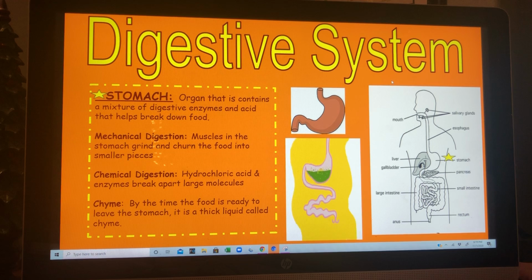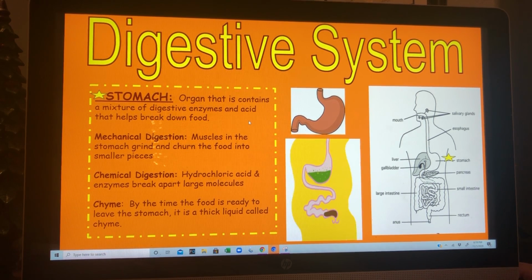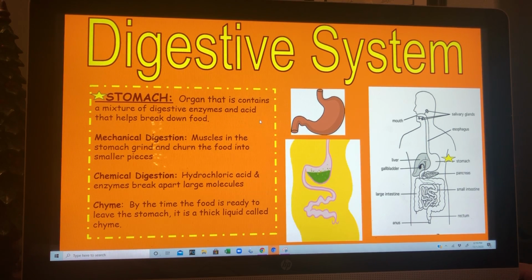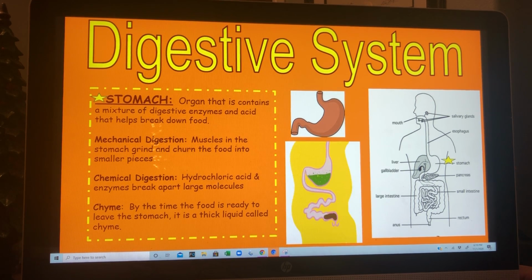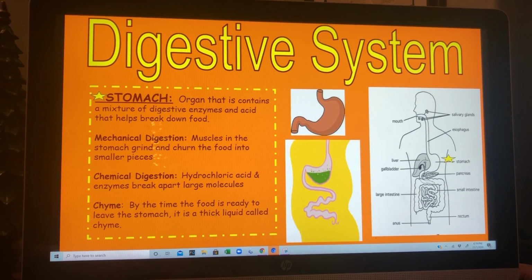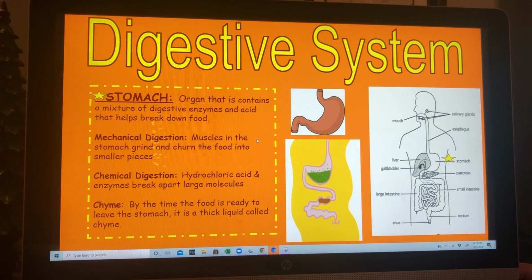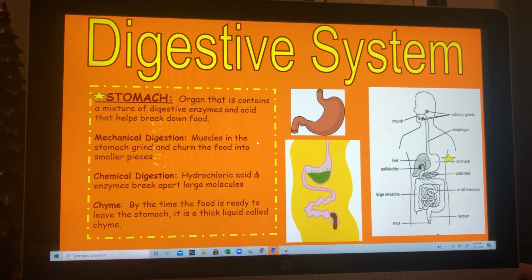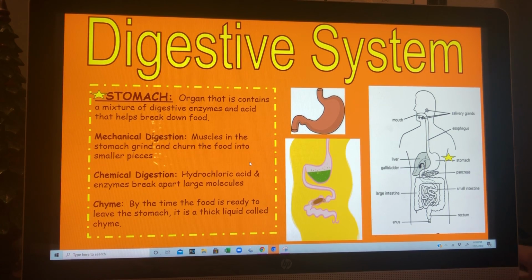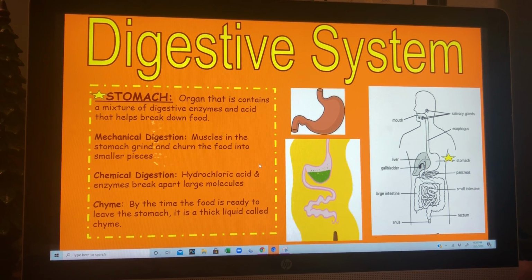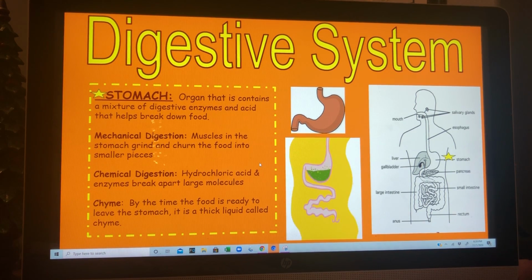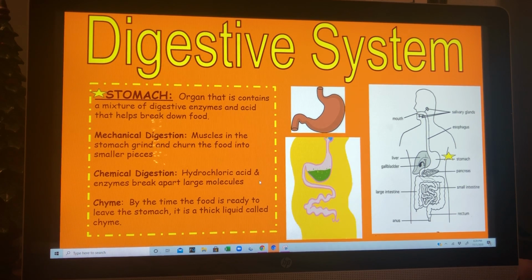Now, after the food is passed through the esophagus, it ends up in the stomach. This is the organ that contains a mixture of digestive enzymes and acids that help break down food. Mechanical and chemical digestion also occur in the stomach. Mechanical digestion is when the muscles of the stomach grind and churn the food into smaller pieces. Chemical digestion in the stomach is when the hydrochloric acid and enzymes that are in the stomach break apart the food, which is large molecules, into smaller molecules.